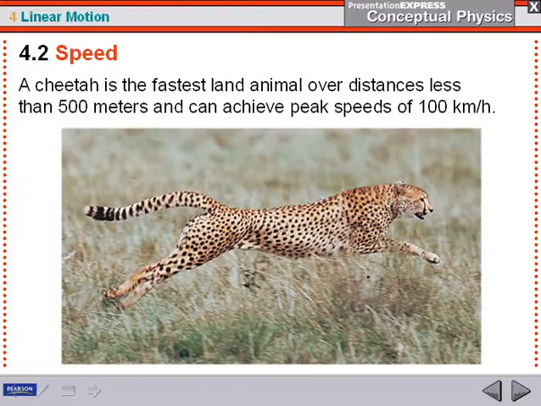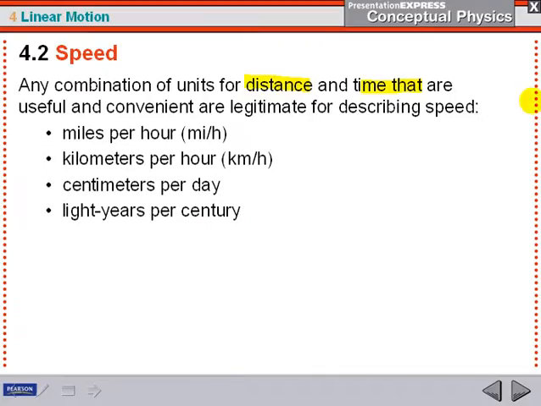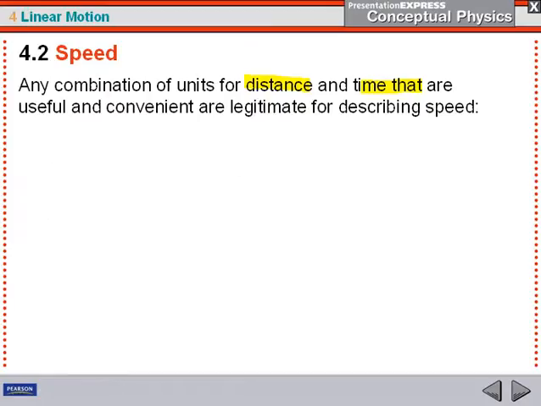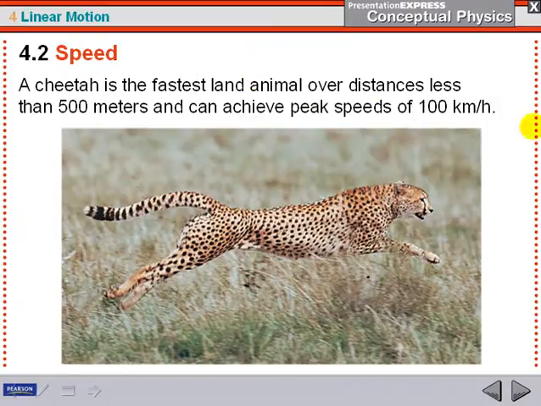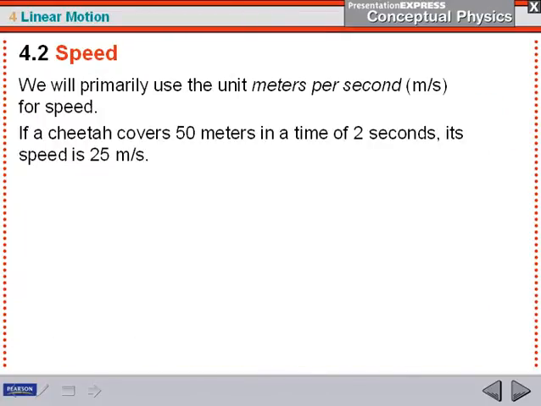Here's a cheetah. The cheetah is the fastest land animal at short distances, under 500 meters. They can reach speeds of 100 kilometers per hour. Kilometers per hour is a unit of distance divided by a unit of time. The unit we're going to use mostly in this section is meters per second for speed.